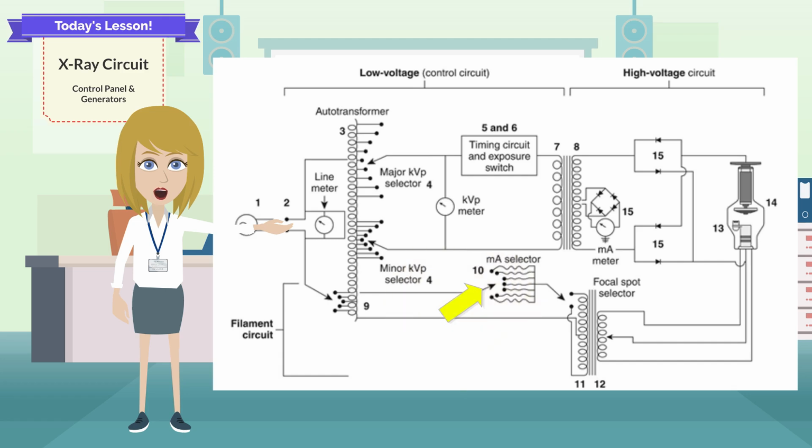The mA selector, 10, controls amperage in the filament circuit. Because the current through this circuit controls filament heat, this setting determines the number of available electrons at the X-ray tube filament and thus determines the mA in the high-voltage circuit that includes the X-ray tube.